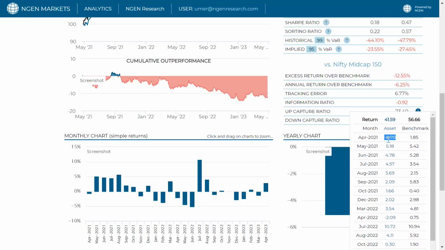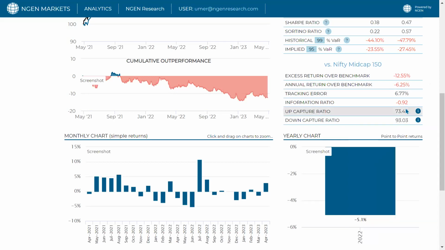Here you can effectively see that in the first month itself, April 2021, the benchmark had a monthly performance of 1.85, whereas we had only negative 0.70, right? So that is where you can see the return sets are also lesser than the benchmark, and hence the capture ratios are backtesting in such a way. If you see an up capture ratio more than 100, it does mean that our asset has performed well in that particular period against the benchmark.